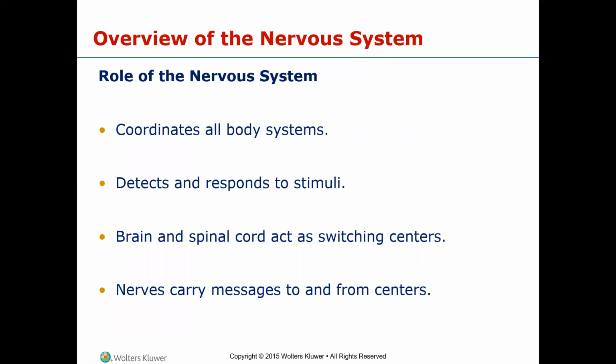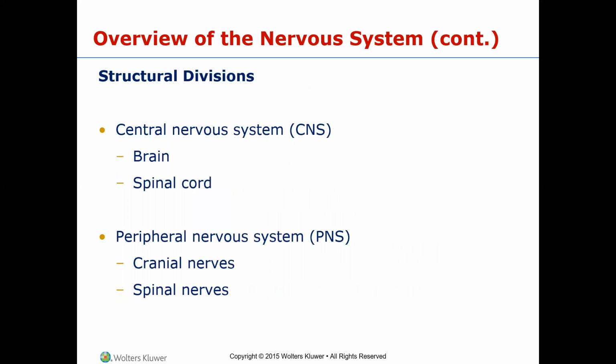Okay, so the nervous system itself controls and coordinates all of the body's systems. It detects and responds to stimuli. It contains the brain, the spinal cord, and it acts as switching centers, and it carries messages to and from the central nervous system. So the nervous system itself is broken down into 2 parts: the central nervous system, which consists of the brain and spinal cord, and the peripheral nervous system, which consists of the cranial nerves and the spinal nerves.